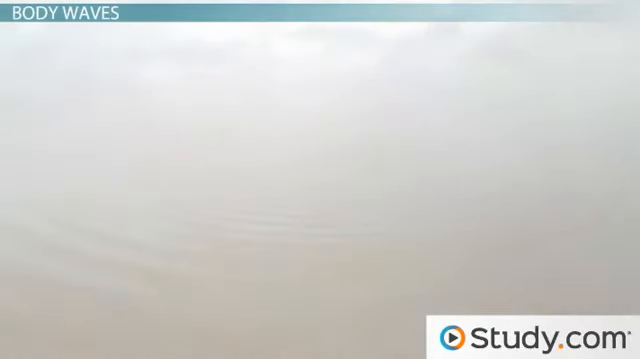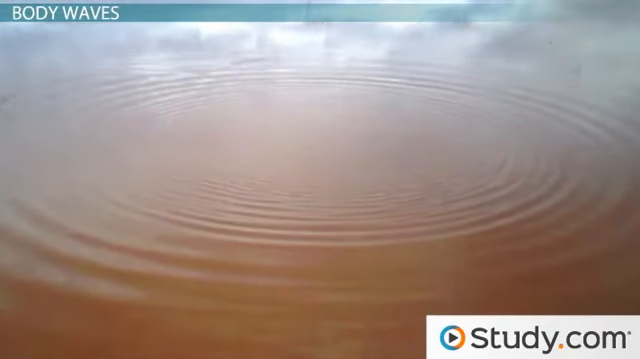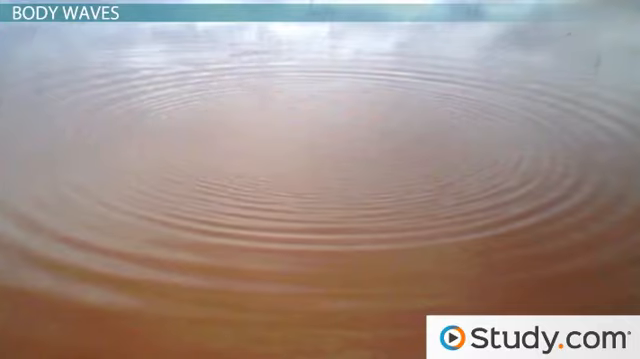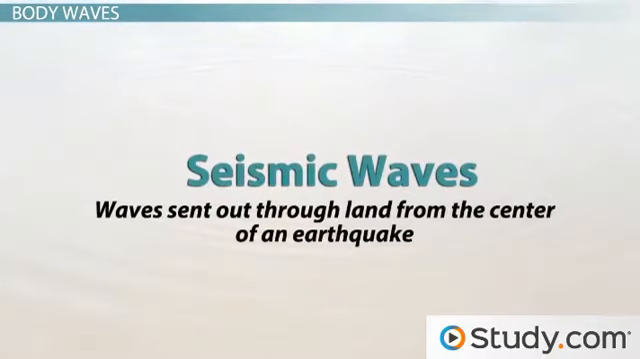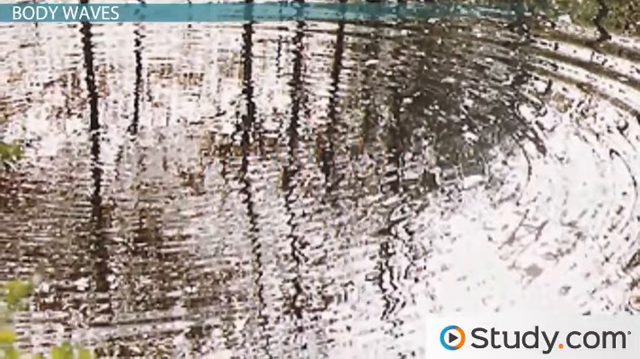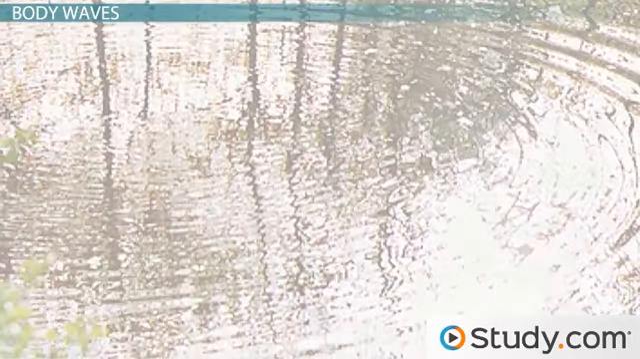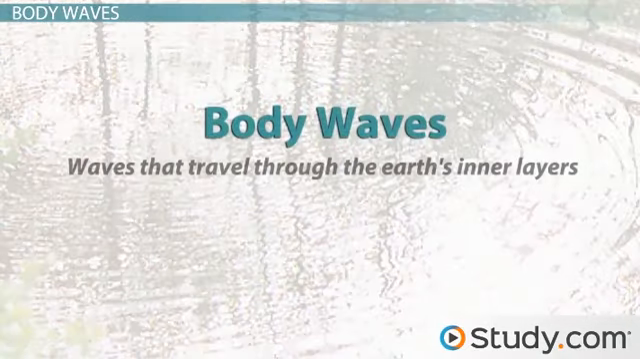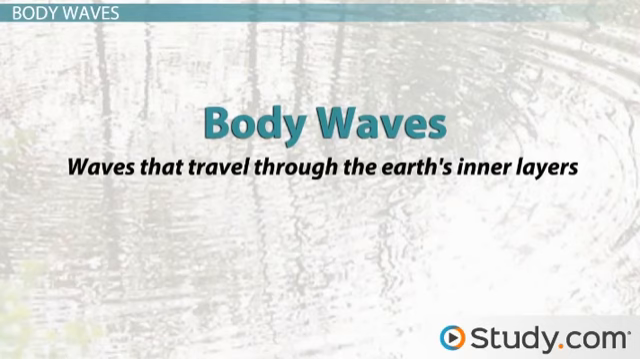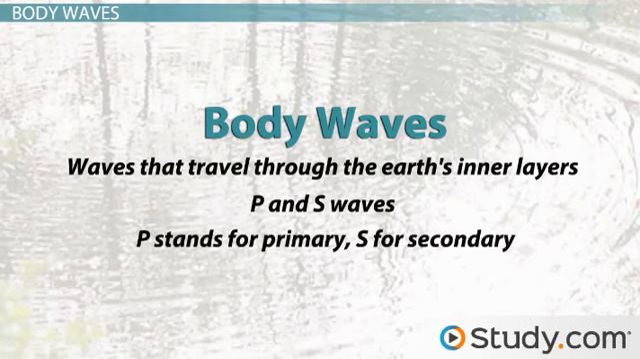Just like dropping a stone into a pond sends water waves out in all directions from the center, an earthquake also sends waves out in all directions from its center through the land, called seismic waves. An earthquake has different types of waves that it sends out. The first type of waves that travel through the ground during an earthquake are called body waves, which are waves that travel through the Earth's inner layers. There are two types of body waves, P and S waves. P stands for primary, S for secondary.